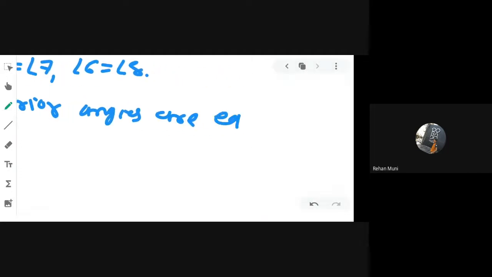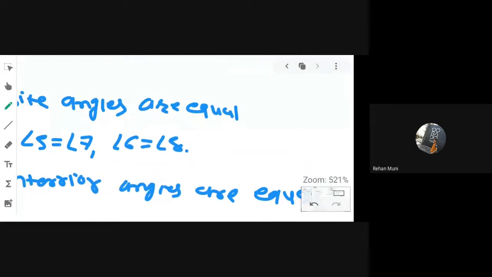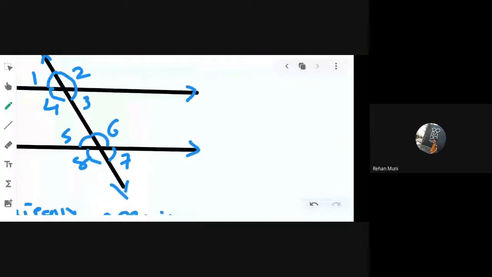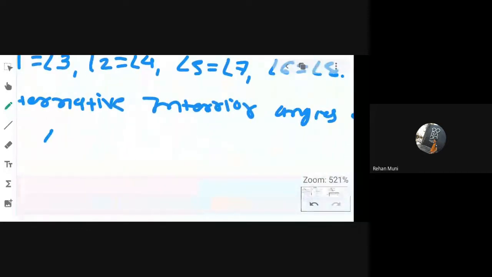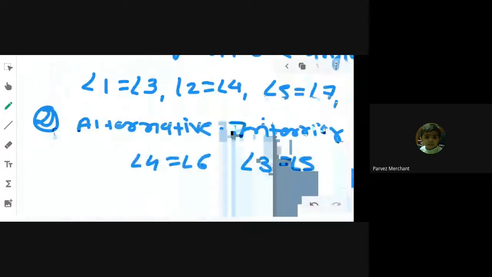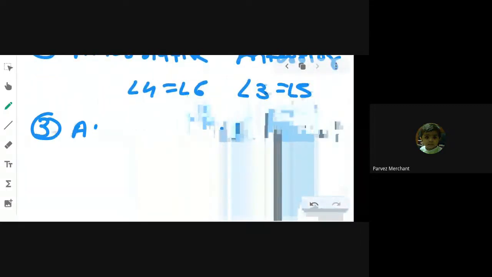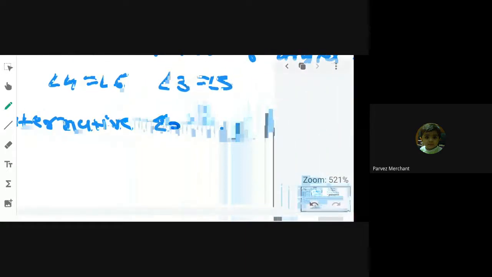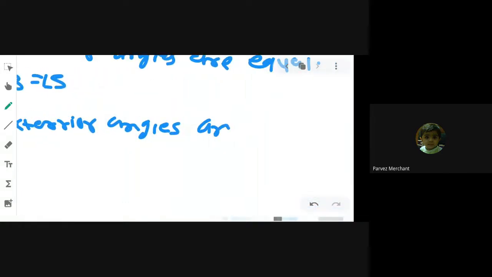So which are interior angles? We know that there are four interior angles: 4, 3, 5 and 6. Out of these, angle 4 is equal to angle 6 and angle 3 is equal to angle 5. Clear all of you? Alternate interior angles. Now we can see the same thing for alternate exterior angles. Alternate exterior angles are also equal.